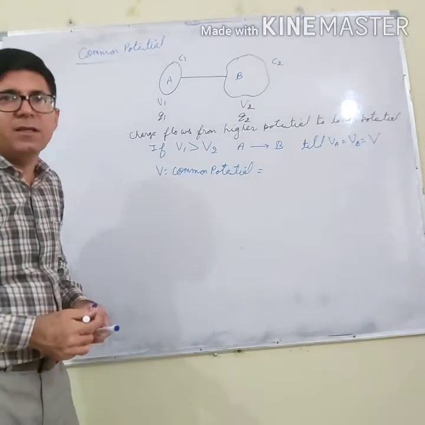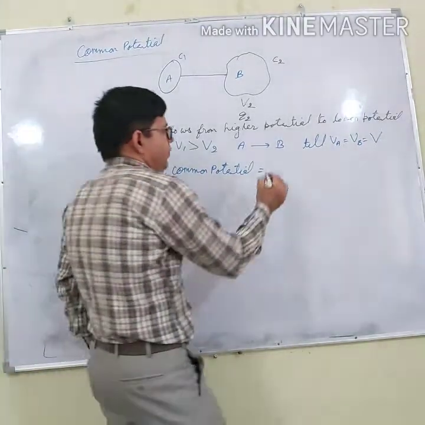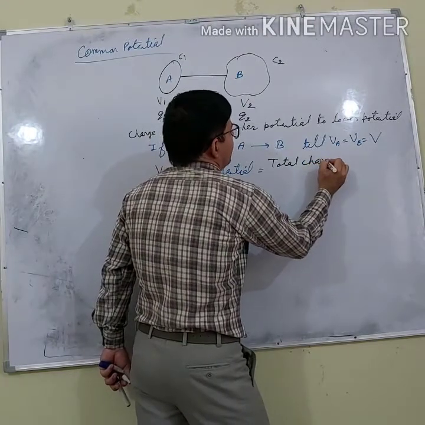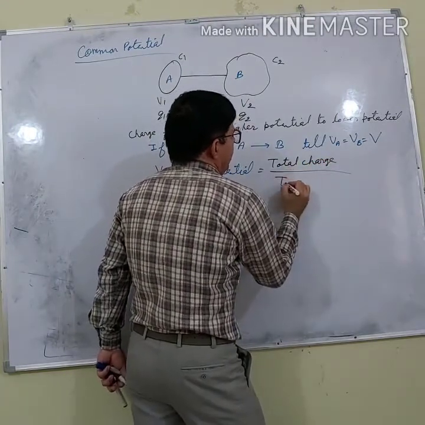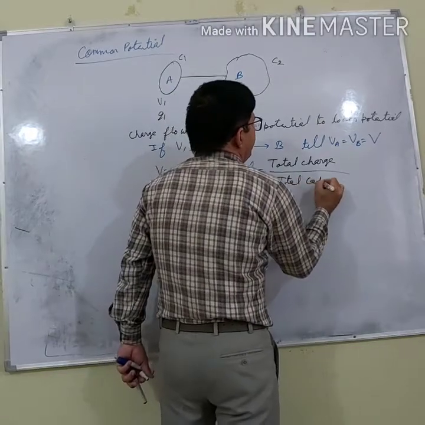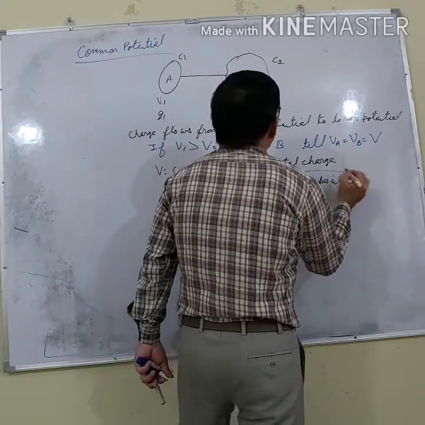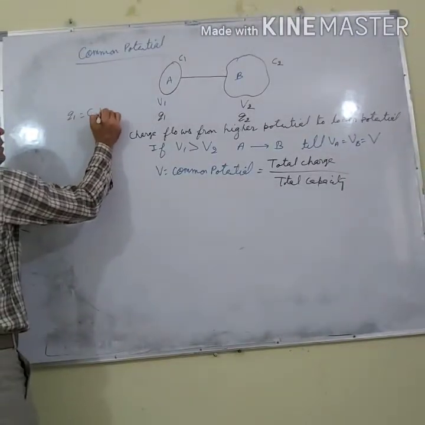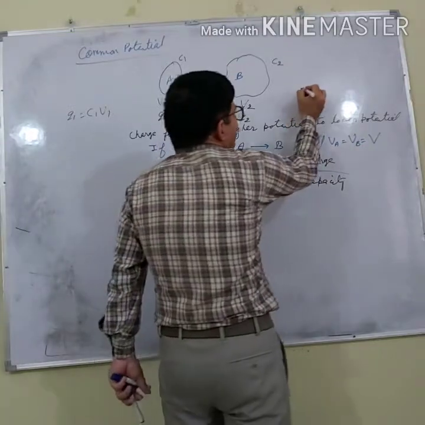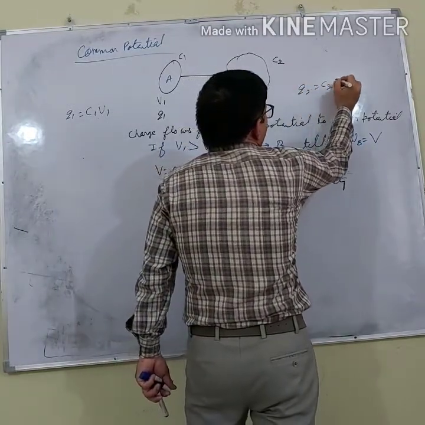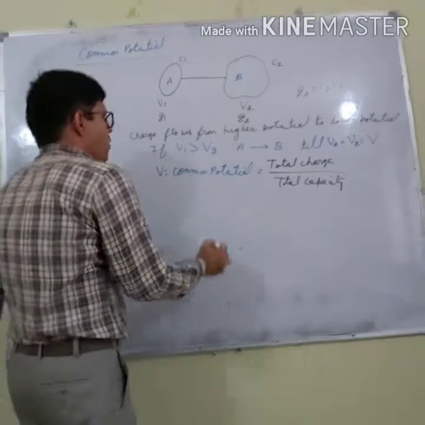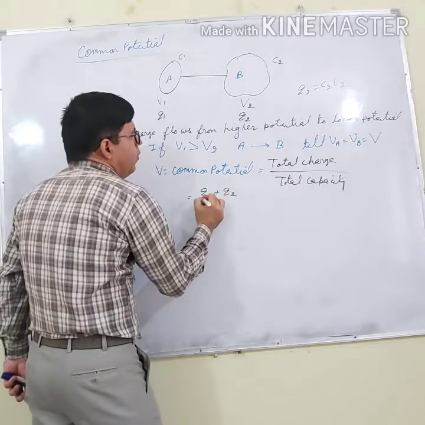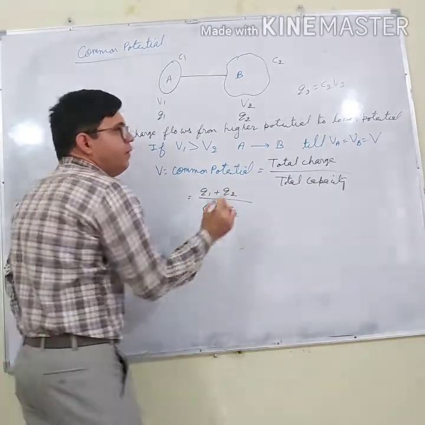Total charge divided by total capacity. Okay, what is Q1? C1 V1. And what is Q2? C2 V2. So what is the total charge? Q1 plus Q2. And what is total capacity? C1 plus C2.